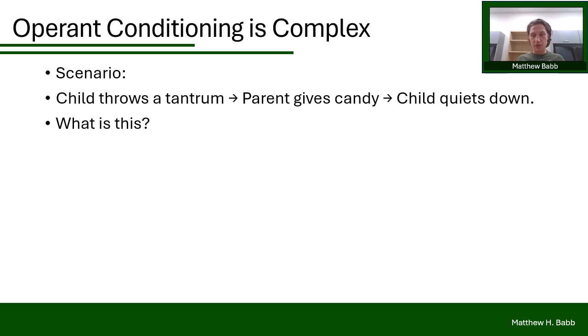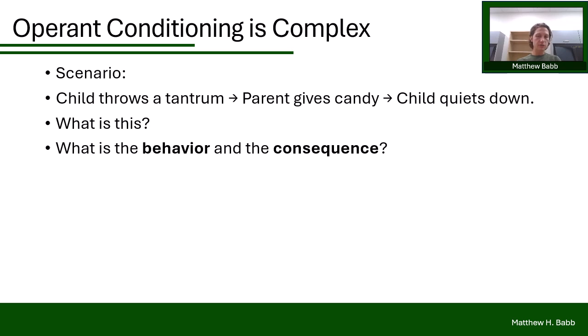So I do want to highlight, though, especially in that last example, that operant conditioning can be very, very complex. And so I'm going to give you a scenario real quick. I want you to think about whether this is an example of positive or negative, and whether it's an example of punishment or reinforcement. So the example is when a child throws a tantrum in a grocery store, the parent then gives that child candy and the child then quiets down. So what is this an example of? If you're struggling with this one a little bit, think about what the behavior is and what is the consequence. So take a second to think about that real quick.